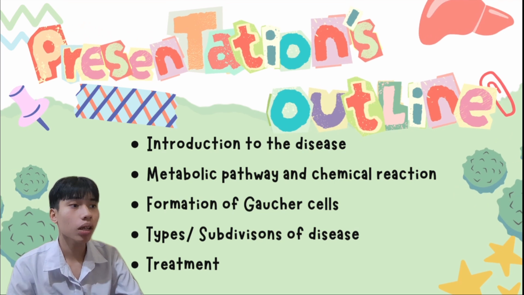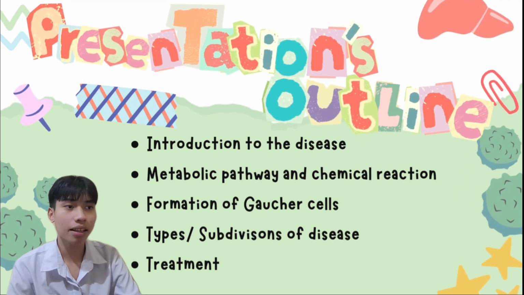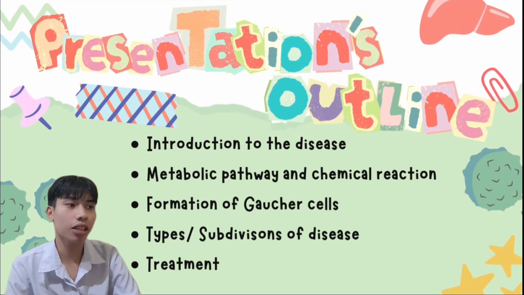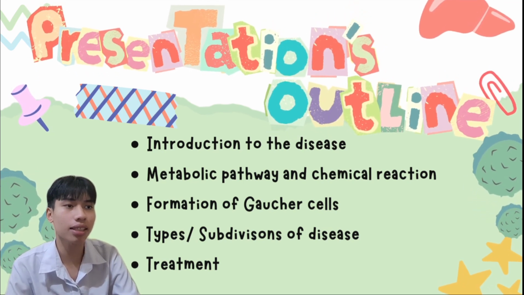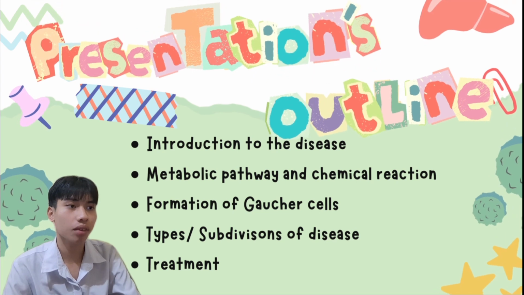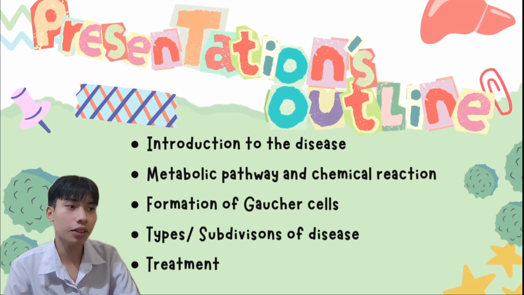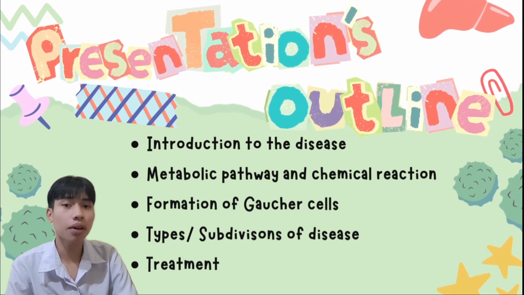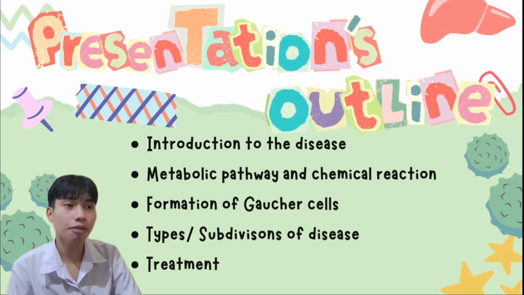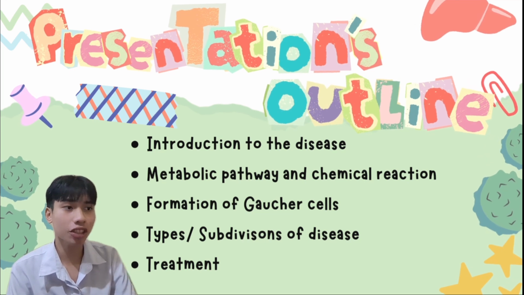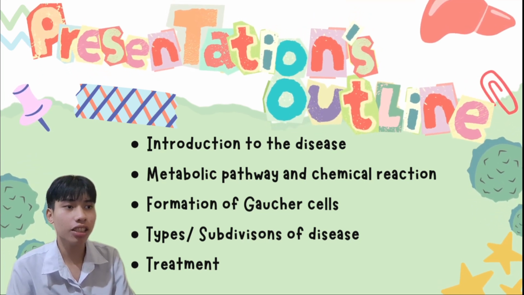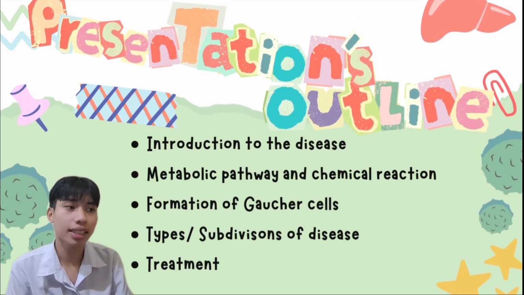Today we will be talking about Gaucher's disease. In this video, we'll be exploring Gaucher's disease. We'll be discussing the metabolic pathways and chemical reactions involved. Next, we'll examine the formation of specific cells involved in the disease, called Gaucher cells. We'll also cover the types or subdivisions of Gaucher disease, which include type 1, type 2, and type 3. And finally, we will review the available treatments, such as enzyme replacement therapy and substrate reduction therapy, designed to manage the disease effectively.